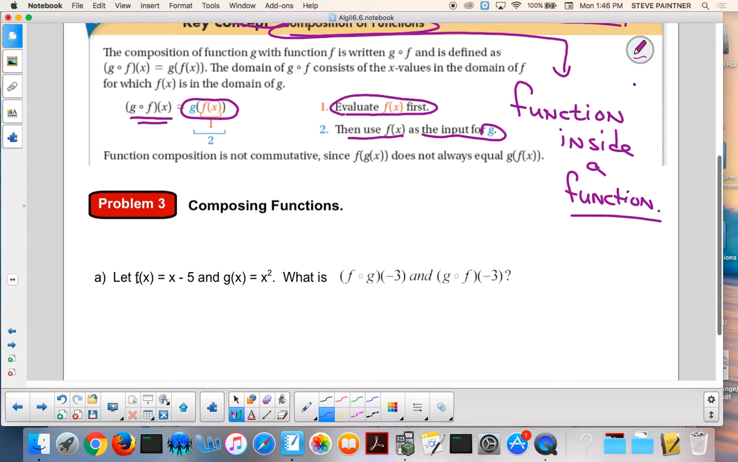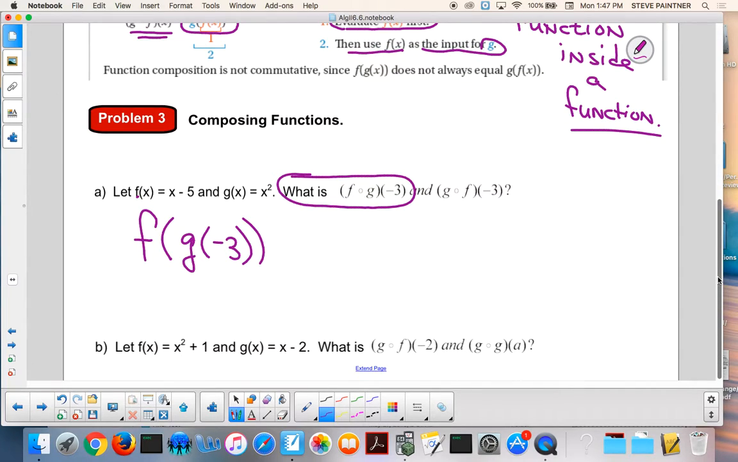f of x is x minus 5. g of x is x squared. What is this going to be? Well, to me, I wouldn't write it like that. If I see that in my book today, I'm going like this. f of what? g of x, but it's not x, it's g of what? So they're actually giving you a number to plug in. So when they give you a number to plug in, we just plug them in. All right. Start where first? Function g. Inside the groupings.